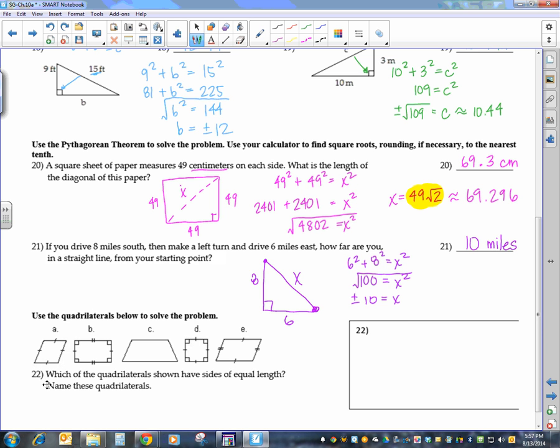And we're getting close. Which of these quadrilaterals have sides of equal length? Name these quadrilaterals. Does this have all equal lengths? Yes. Does this one? No. No. Yes. And no. How do I know it? Because they put tick marks on all of the sides, the same number of tick marks. Now I have to name these. Hopefully you remember that the name of A is a rhombus and the name of D is a square. So that's how you answer that question.